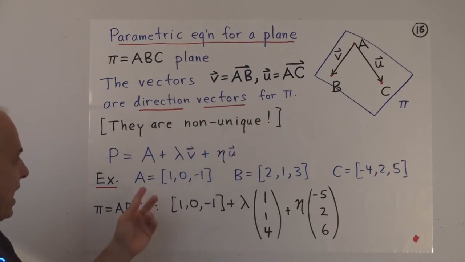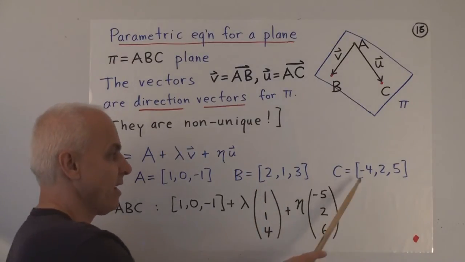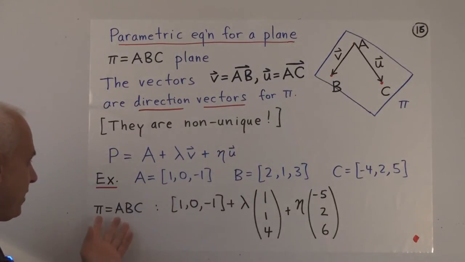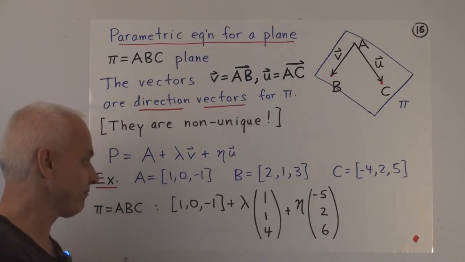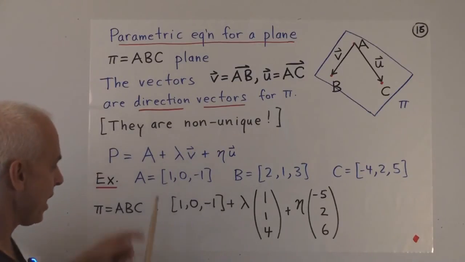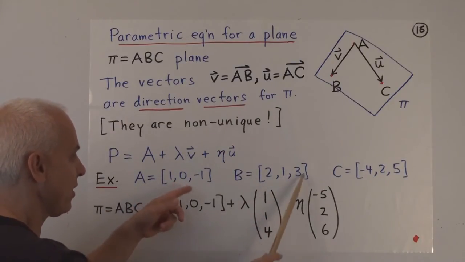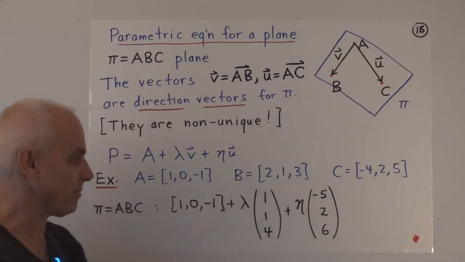So for example, suppose that A was the point (1, 0, -1), B is the point (2, 1, 3), and C is the point (-4, 2, 5). Then the plane determined by them, we can express it parametrically by saying we could start at the point A and go a multiple of the vector AB. How do we write down the vector from A to B? We take the difference between coordinates. 2 minus 1, 1 minus 0, 3 minus -1. So that's the vector joining A to B.